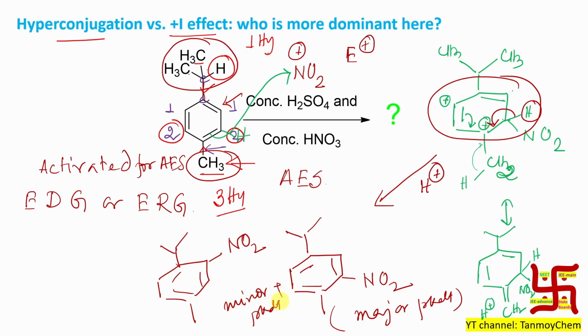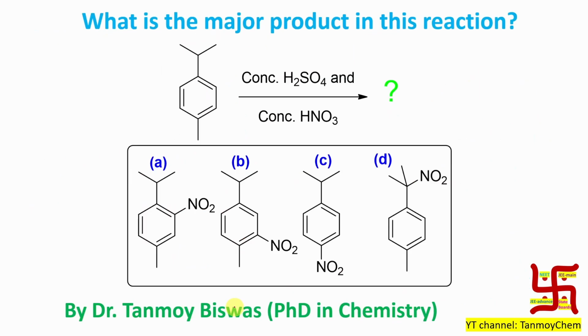Now let's go back to our MCQ. So what is the major product? Look at what is asked in this reaction. Obviously option B will be the major product. Now just imagine you do not know the exact answer or the exact logic. How can you come to the right answer in less than 30 seconds?